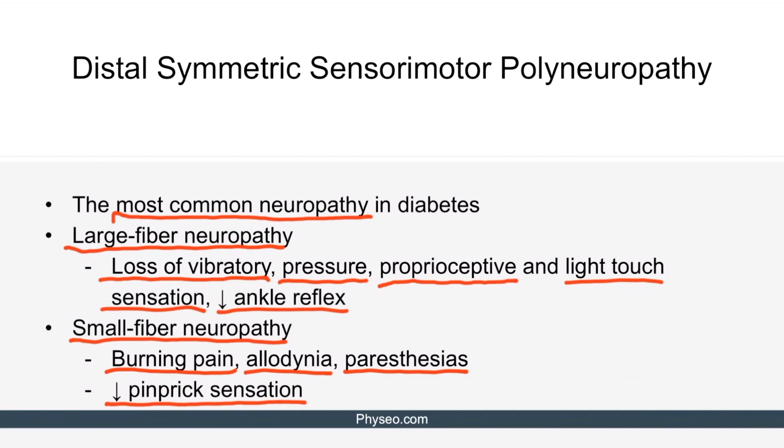So if you were to think about which type of neuropathy is going to present in your diabetic patient, that would be small fiber neuropathy. But you can discover large fiber neuropathy on your physical exam. Just don't expect your patient to complain about those.